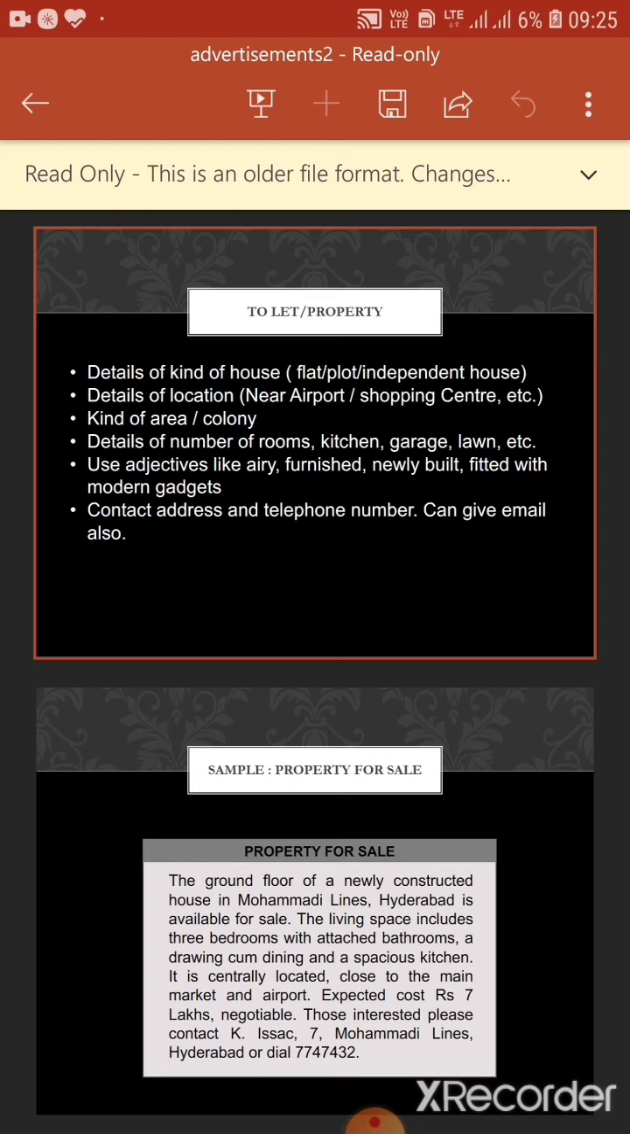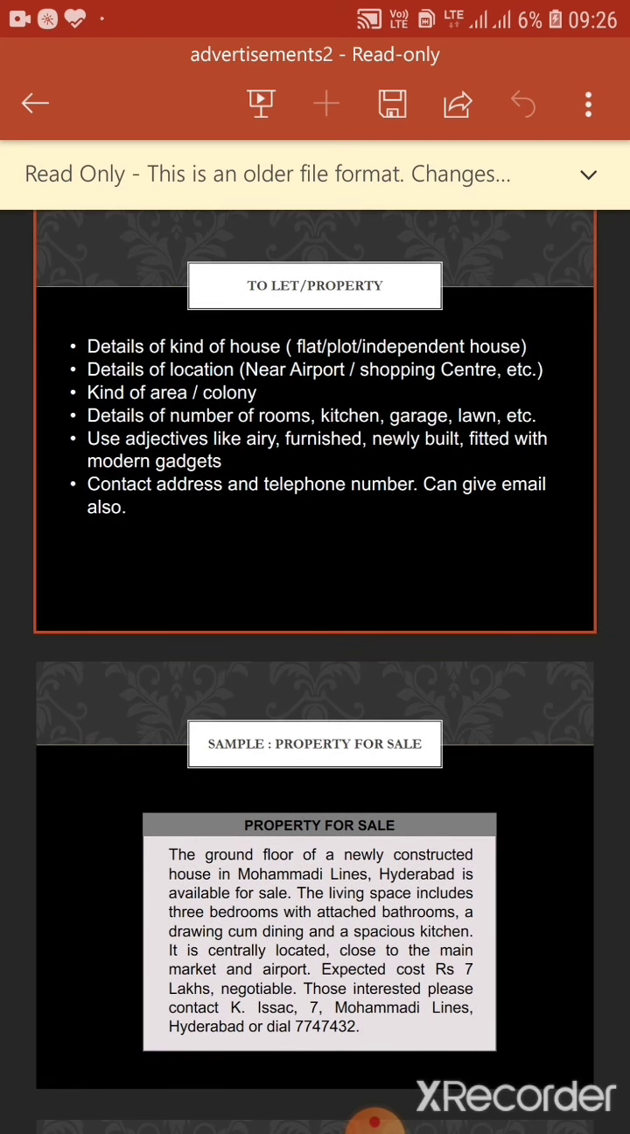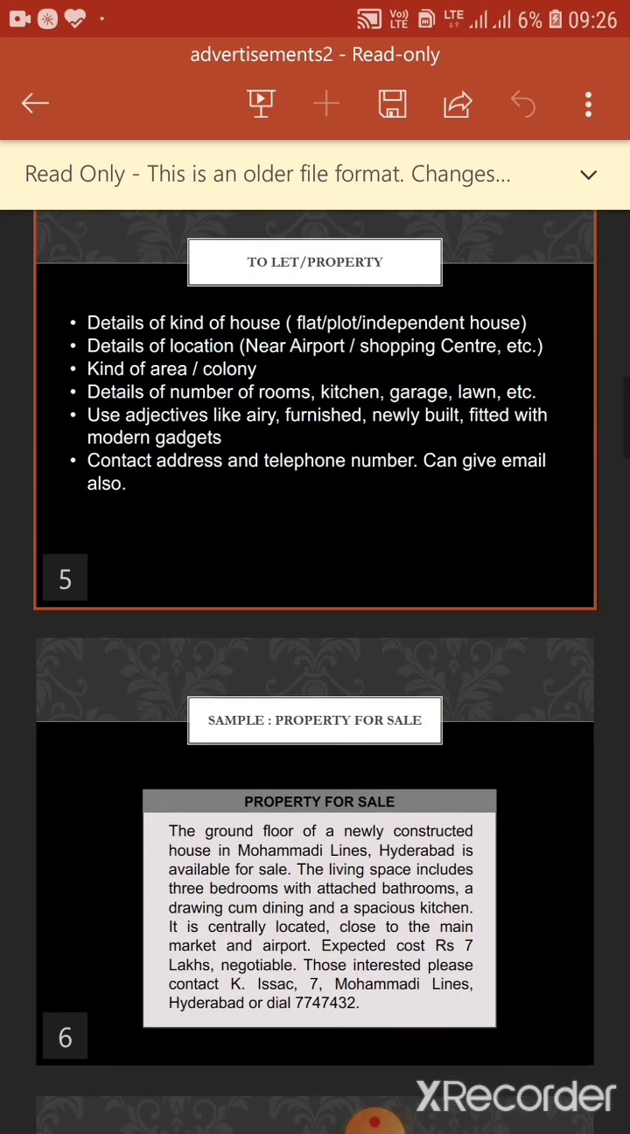So about property, when we are writing any classified advertisement, we have to keep certain things in our mind that we are going to discuss. First important thing is details of kind of house. What kind of house it is that we are going to let out, or we are going to sell, or we like to purchase, or we like to have it on rent. So that details should be there.